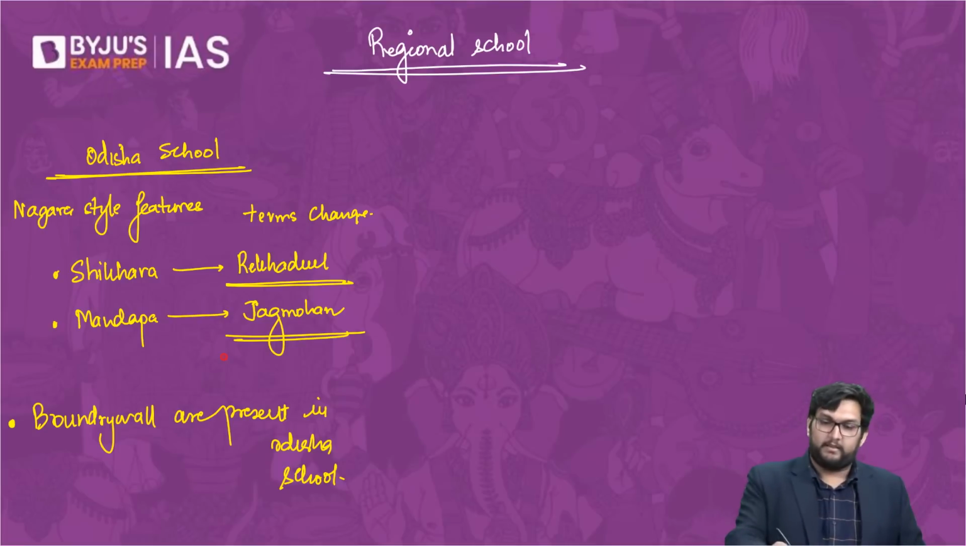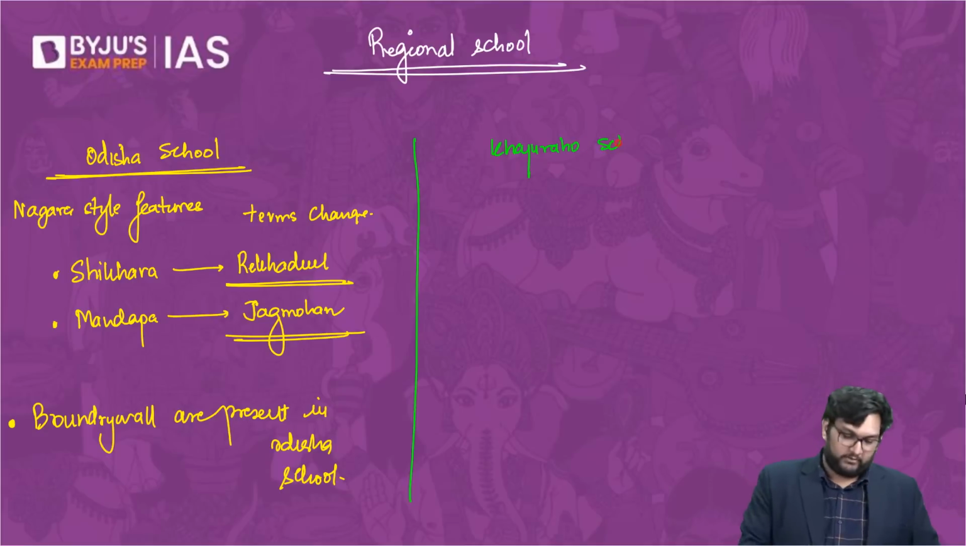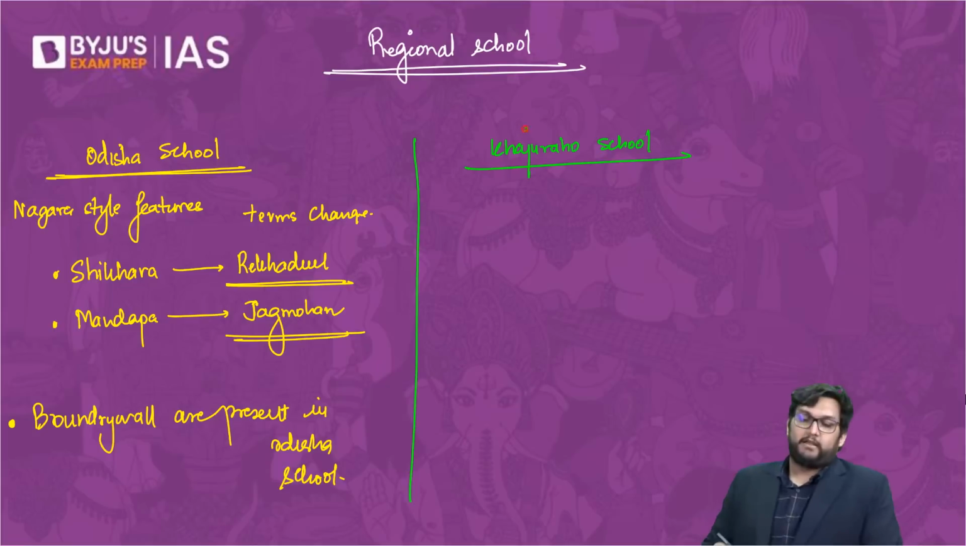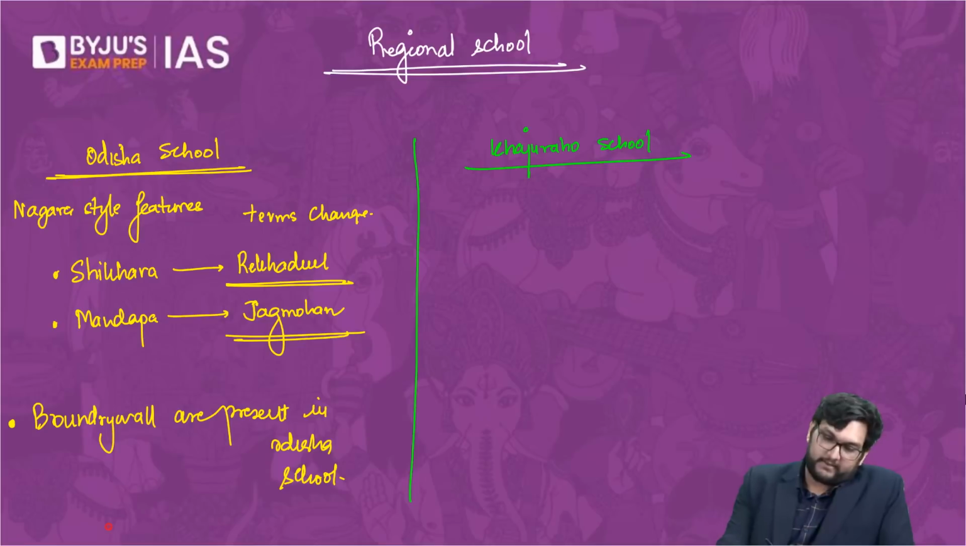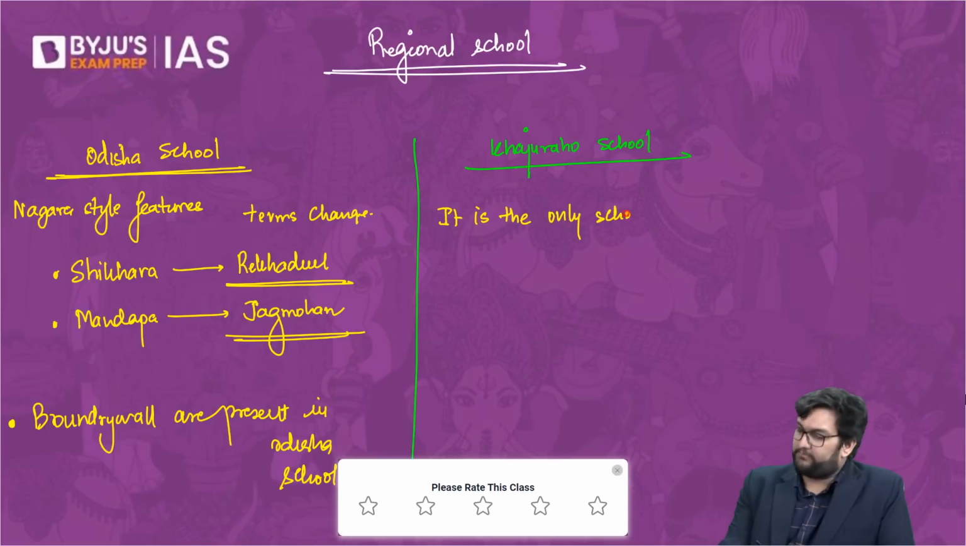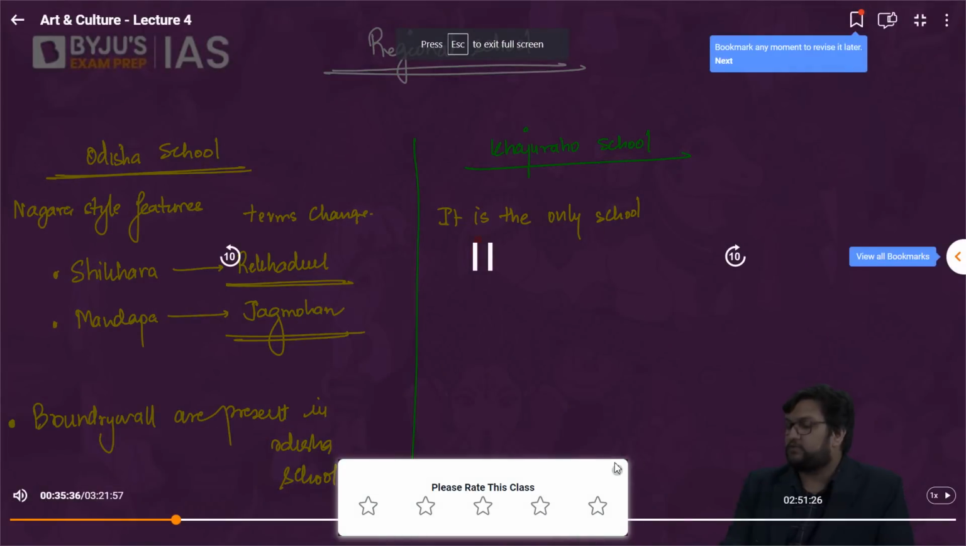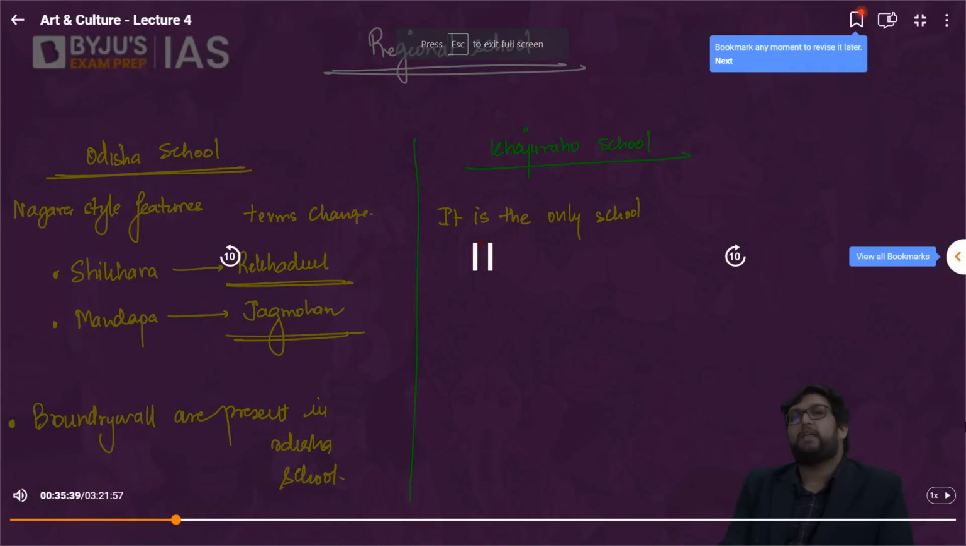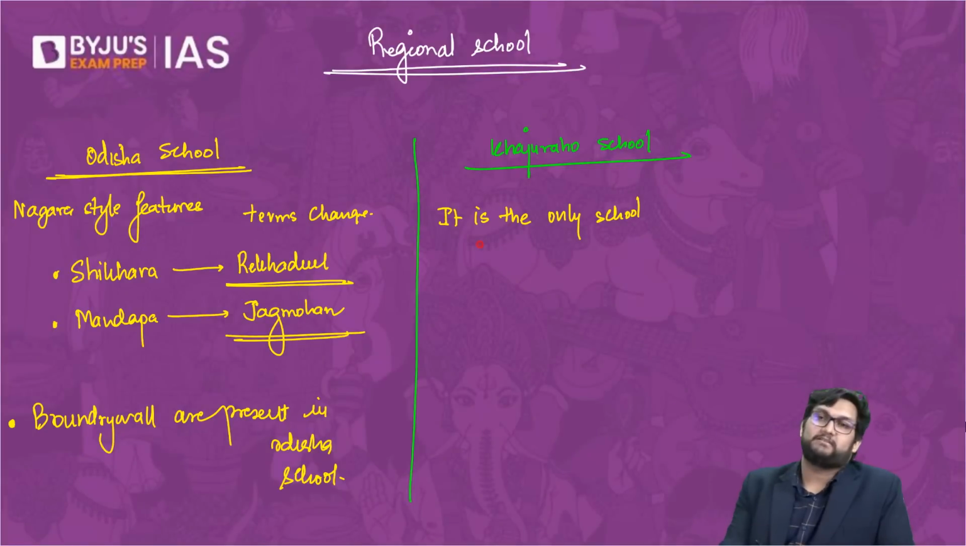School. Now, the second is called the Khajuraho school, found in MP. Khajuraho school has a very interesting distinction. It is the only school. Sun Temple is a temple. It is of the Odisha school. How can you be getting confused about these things?